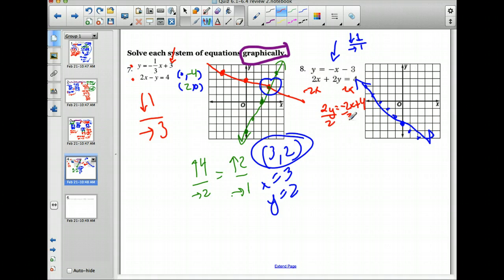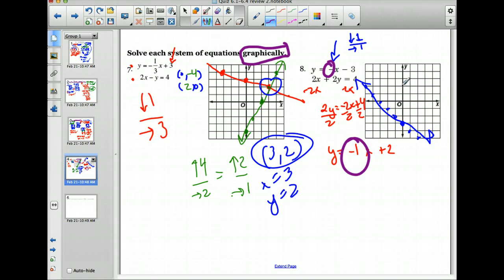Divide both sides by 2. And I get y equals negative 1x plus 2. So right now, when you see that negative 1x, that tells us there's no solution, because it has the same slope as this, negative 1x and negative 1x. But I'm going to graph it anyway to show you.